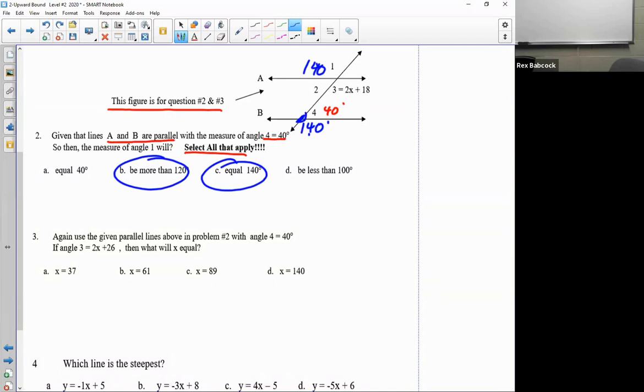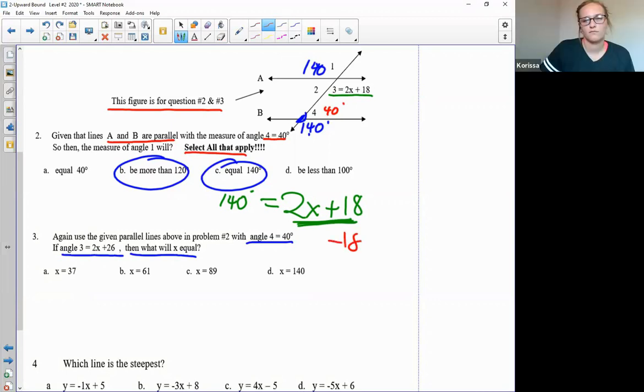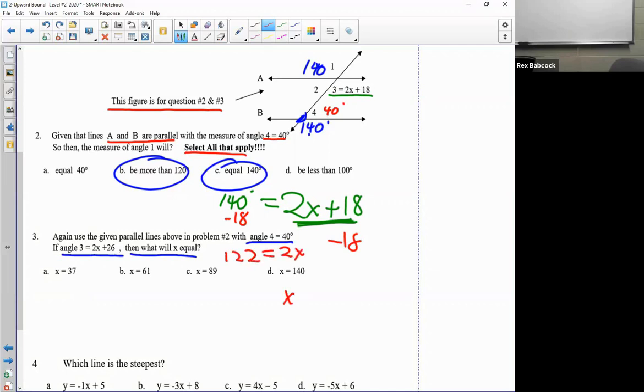Well, let's look at number 3. Again, the given lines are parallel, and angle 4 is 40 degrees. Angle 3 is 2x plus 18. What's x? They want you to see that angle 3, 2x plus 18, has to equal 140 degrees. Is that a first degree equation or is it quadratic? It's first degree. You've got to recognize that as well. There's no squared term. So I add, subtract, multiply, and divide. Subtract 18. 122 equals 2x. Divide by 2. X is 61.